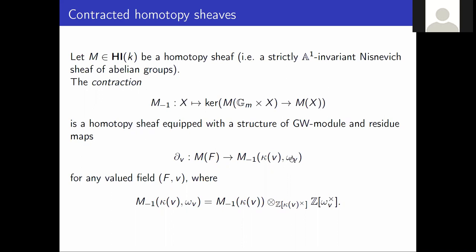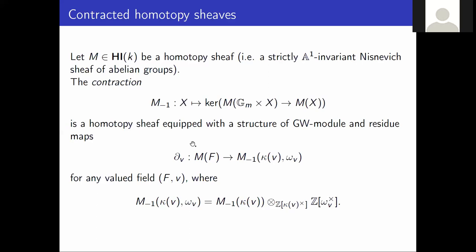So first, an annotation here: every time you have a GW module structure on a sheaf, you can twist it by a line bundle. So in this case, it is the determinant of the cotangent complex. And so basically you cancel your group with the free abelian group generated by the invertible elements of the line bundle. And you do need the GW module action to define this tensor product.